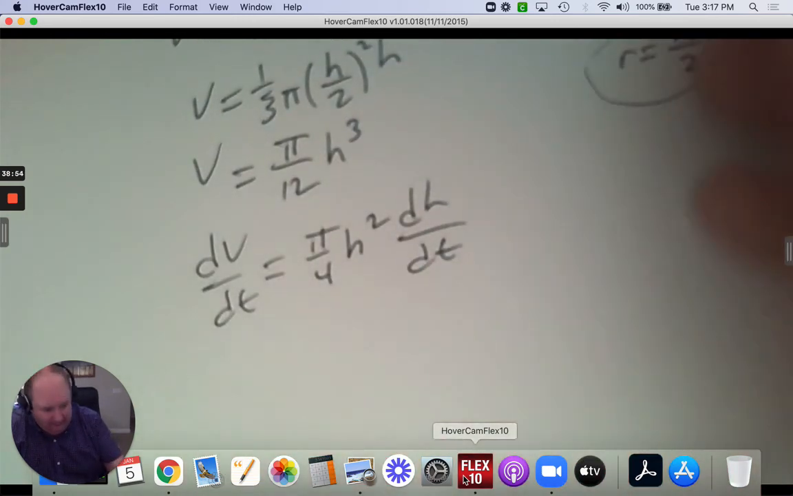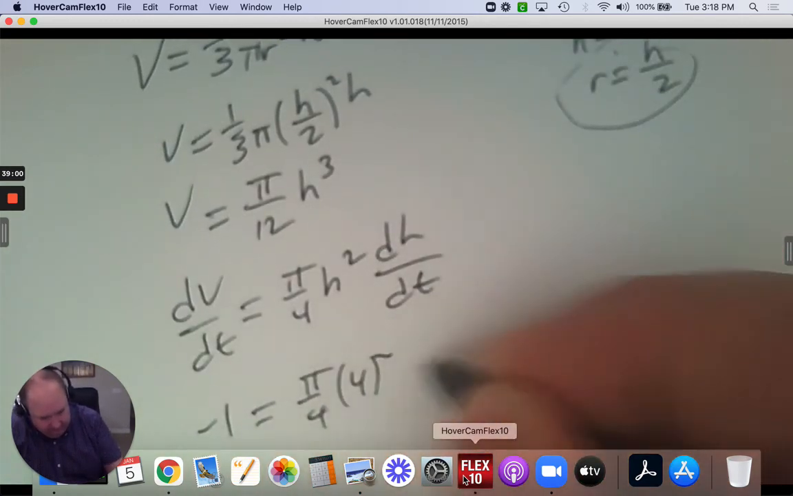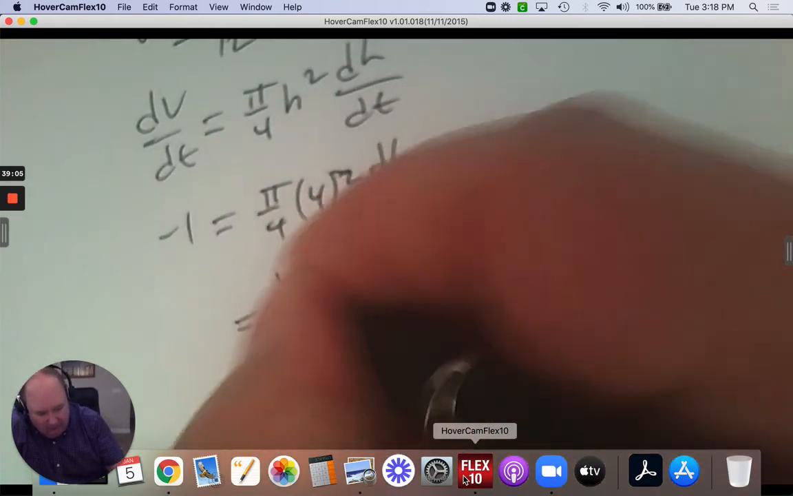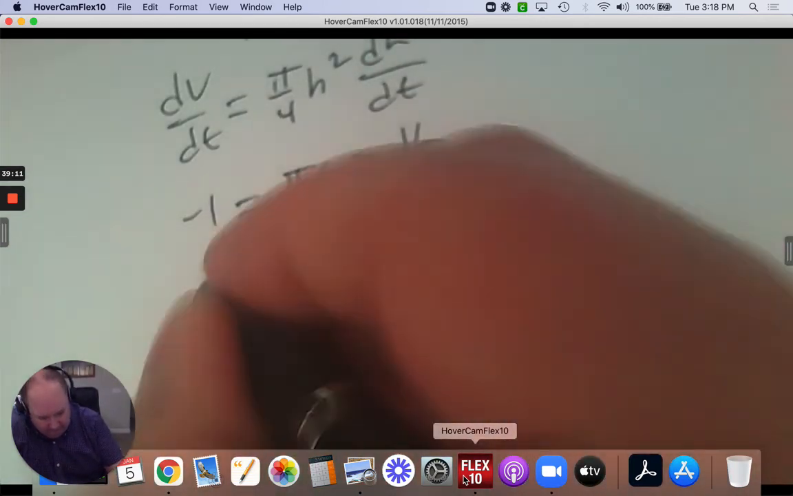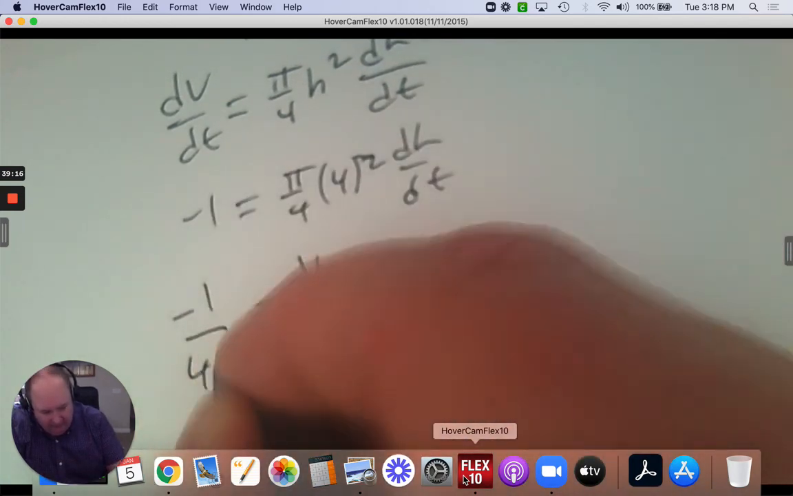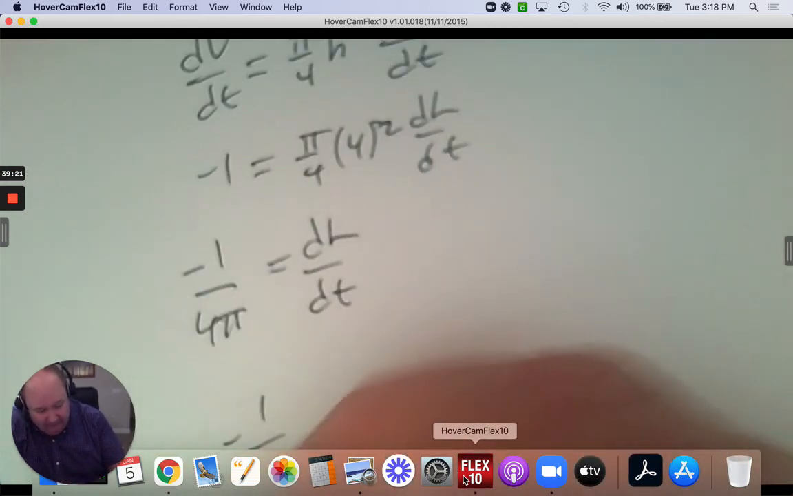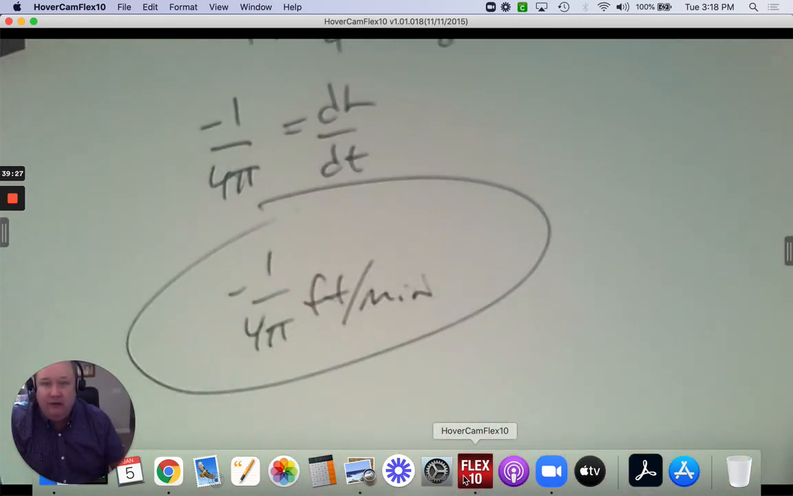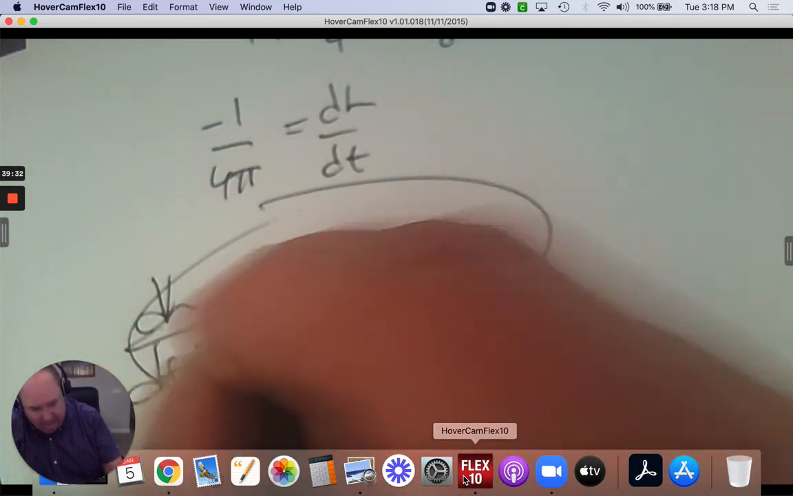So dv by dt we said was -1. The height is 4 feet. And then this is what I'm looking for. So now I just have to solve for dh by dt, and it is over. 16 divided by 4 is 4. So this is just 4 pi. So divide by 4 pi, and there's your answer. Make sure you have that in the correct unit, which would be feet per minute. So at what rate is the height changing as it's leaking? It's changing at that rate, feet per minute. That's your dh by dt.